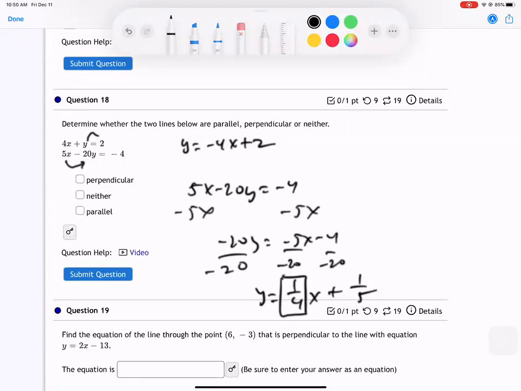Now look at the slopes between these problems. Negative 4, does that become a positive 1 over 4? Yep, that's what we got. So these are not parallel, they are going to be perpendicular.